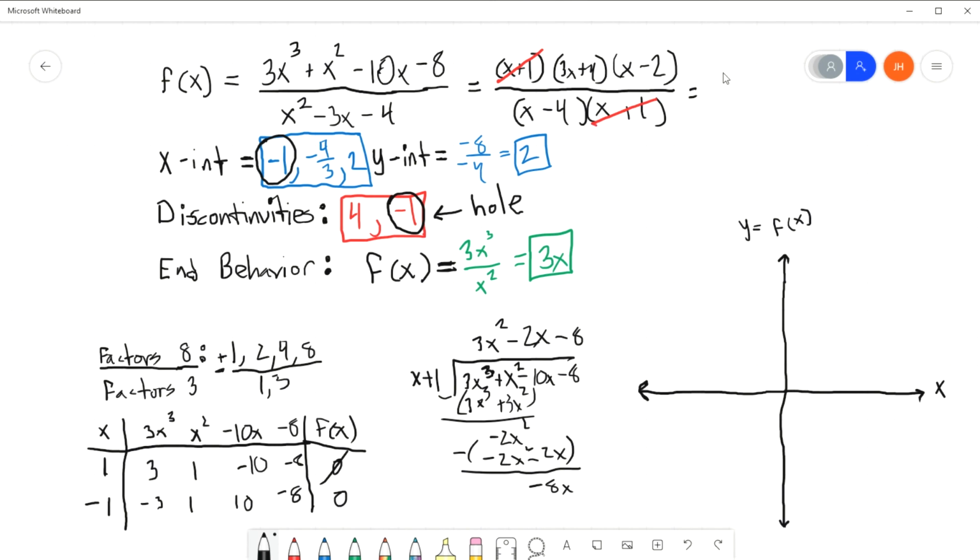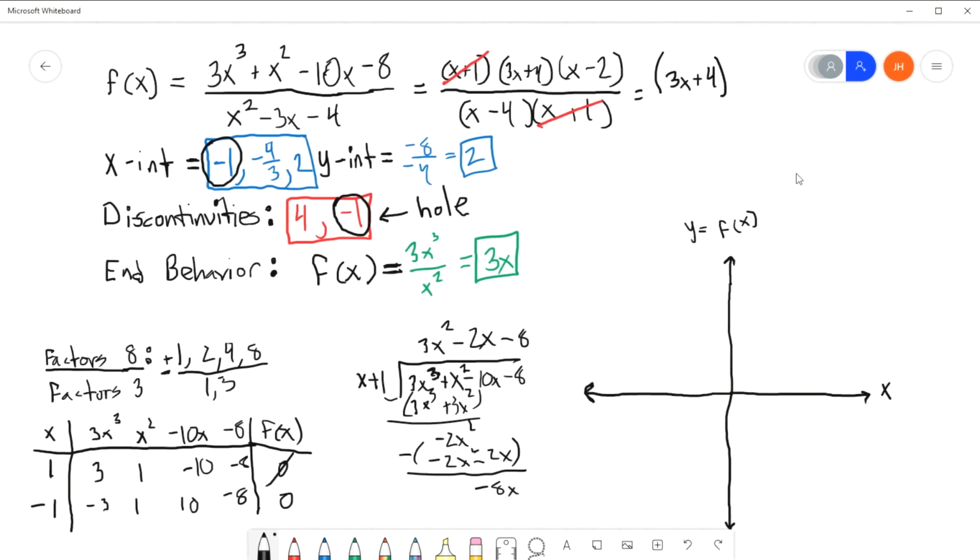So what's my resultant? It's 3x plus 4 times x minus 2 all over x minus 4. So see how it has been removed? So we removed the discontinuity, which creates the hole. All right, so negative 1 is a hole. I'm gonna actually, on my graph, just mark where negative 1 is so that I can keep in mind that there is a hole there.